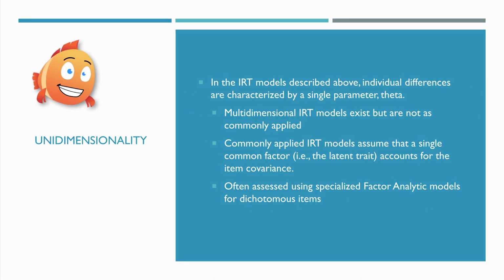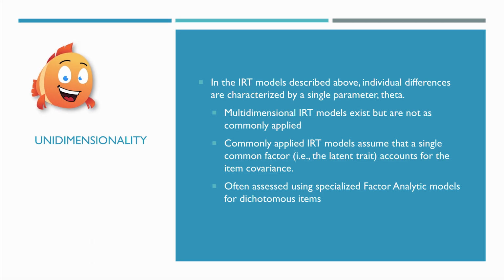Okay, so unidimensionality. We've talked about how this is an issue in classical test theory, but it's also an issue in item response theory. In all the models we've described in previous slides, individual differences are characterized by a single parameter, theta. That's the Greek O. Now, multidimensional IRT models do exist, but they're not commonly applied because of many of the same challenges that are faced with factor analytic approaches with multiple constructs and whatnot.